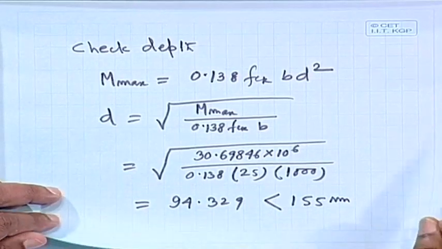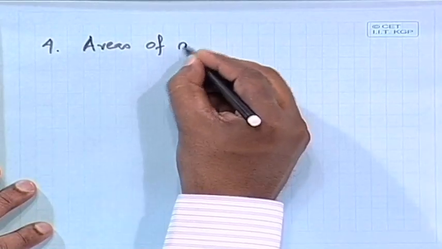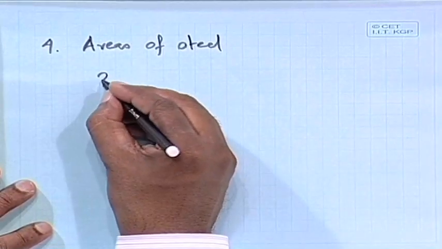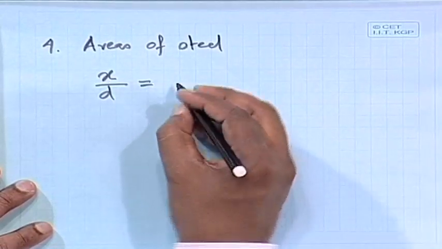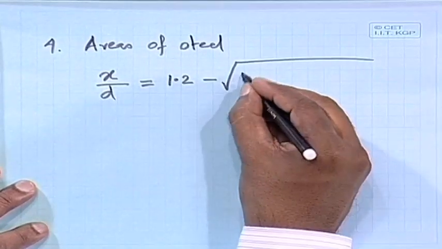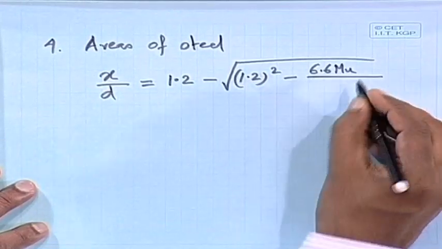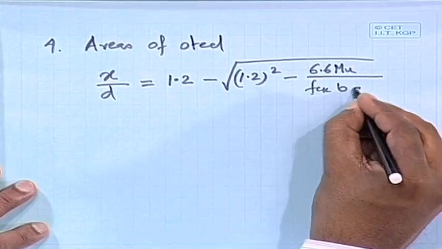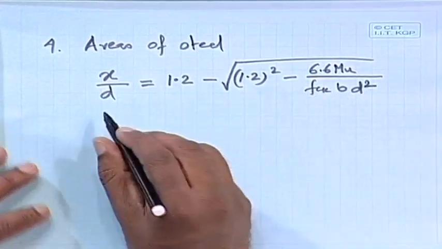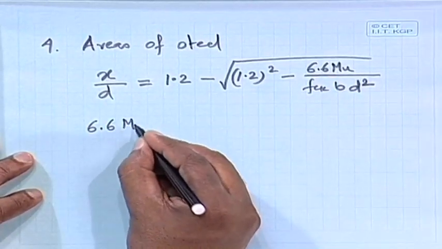So, what about the area of steel then? We can now calculate the area of steel. We shall use this formula nowadays: x by d equals 1.2 minus root over 1.2 whole square minus 6.6 Mu divided by fck b d square. If we know d, b, everything, we can find out x by d. What is the value of this portion? We can find it out separately.